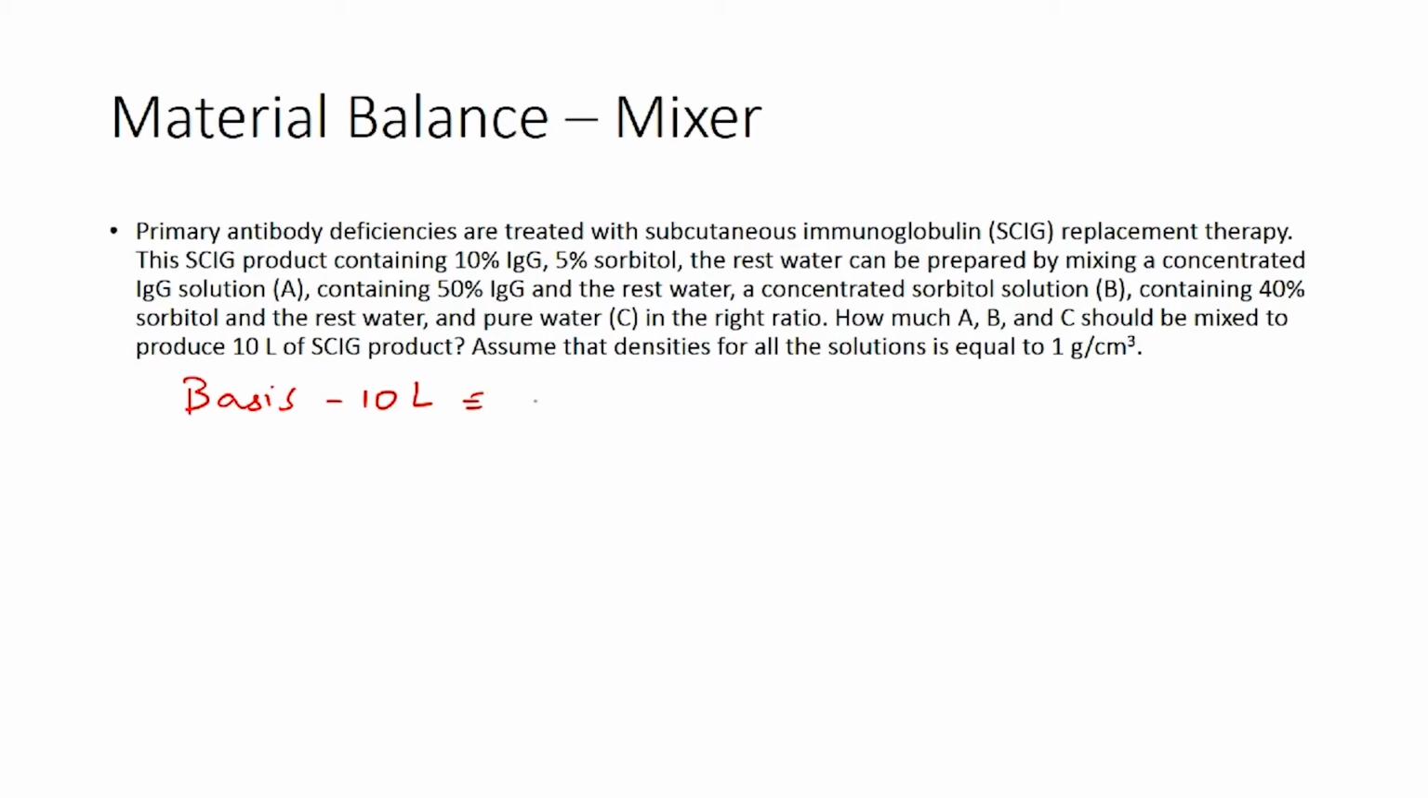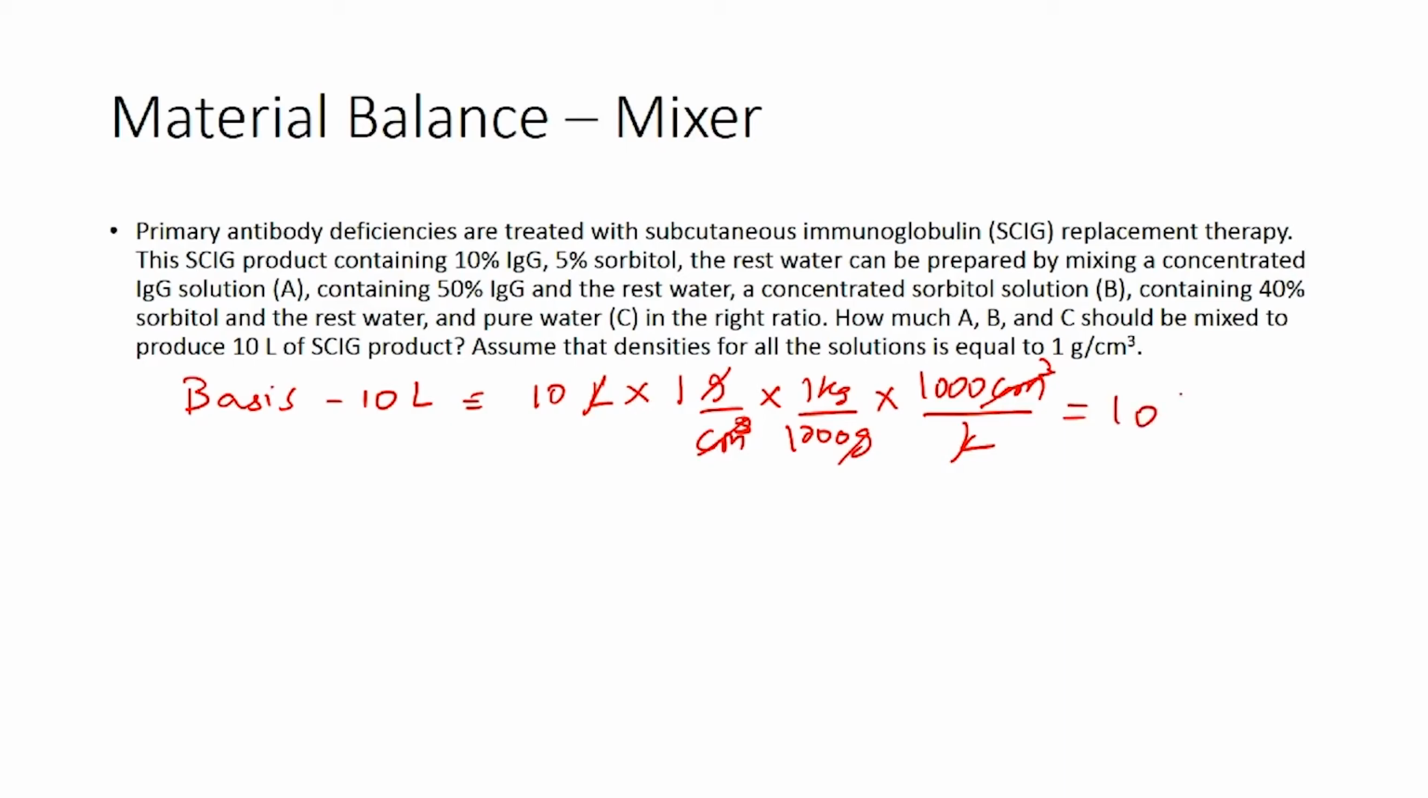So this 10 liters using the density of 1 gram per centimeter cube can be converted to mass. That would be 10 liters times 1 gram per centimeter cube times 1 kilogram per 1000 grams times 1000 centimeter cube per liter. So now your liters get cancelled off, your grams get cancelled off, your centimeter cube gets cancelled off, and you are left with mass in terms of kilograms, which is 10 kilograms.